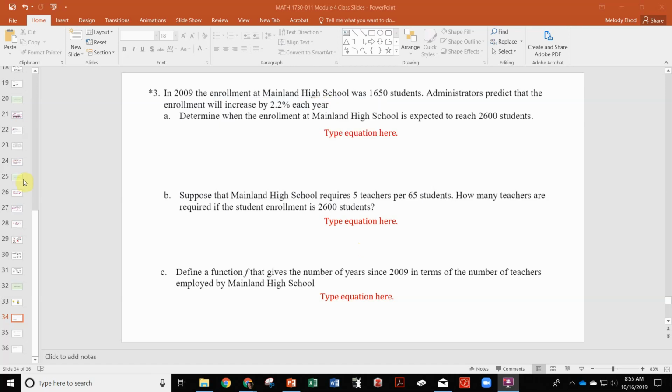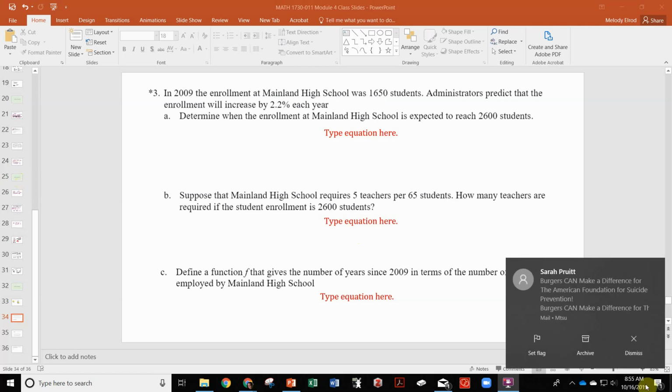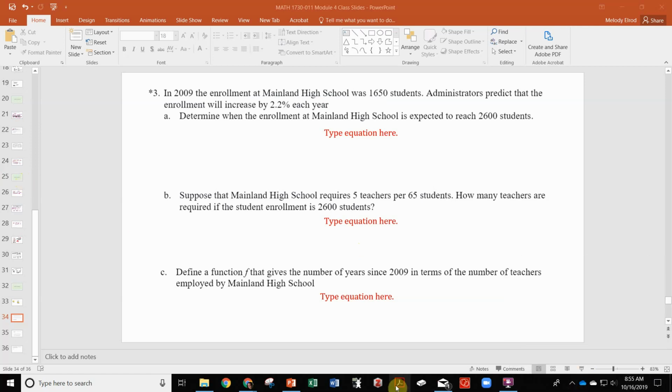Okay, so the enrollment problem. This is Module 4, Investigation 9, problem number 3. In 2009, the enrollment at Mainline High School was 1,650 students. Administrators predict that the enrollment will increase by 2.2% each year.